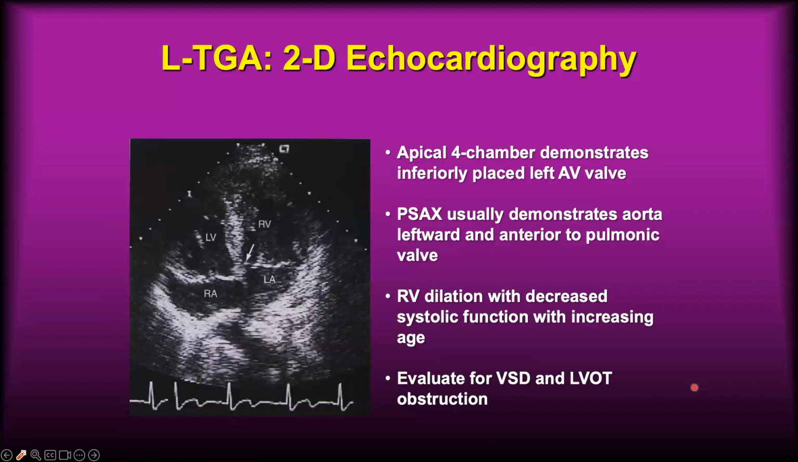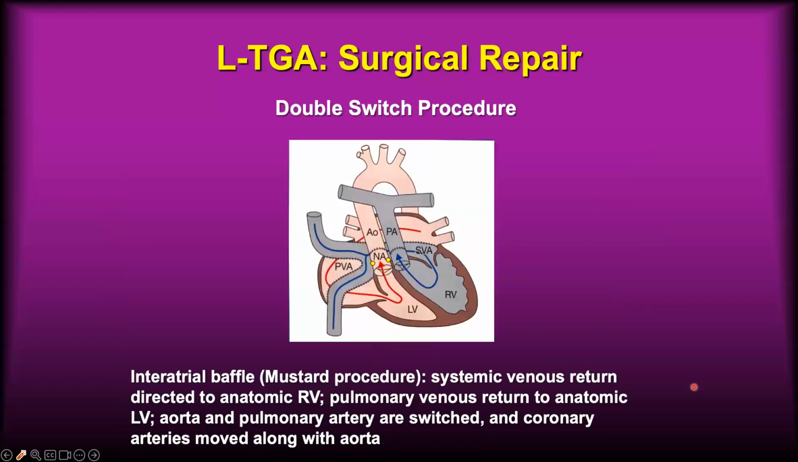So how do we fix it? Complicated. Double switch procedure. So we're doing that Mustard procedure with an arterial switch procedure. All right, so you see it's all combined. You've got to look at these things carefully here.